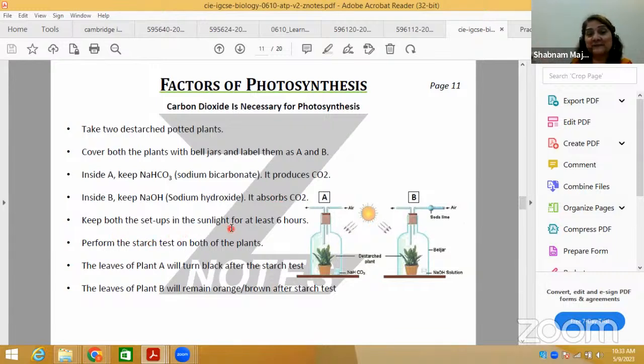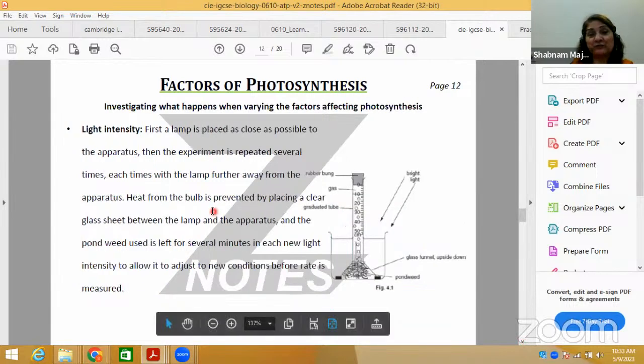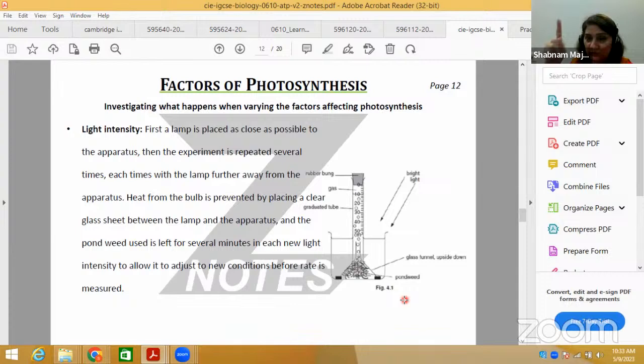Keep both setups in the sunlight for at least 6 hours. Perform the starch test on both of the plants and keep the results, so that's important. After that, factors: this is the one with the oxygen bubbles. You take an aquatic plant, oxygen is released. You have to give evidence that oxygen is released during photosynthesis.